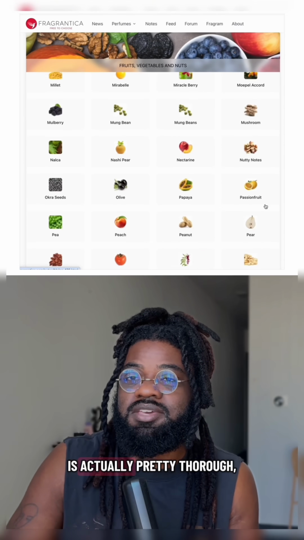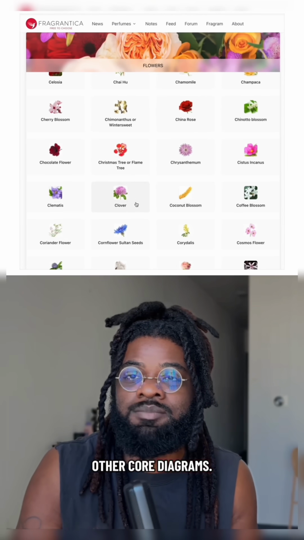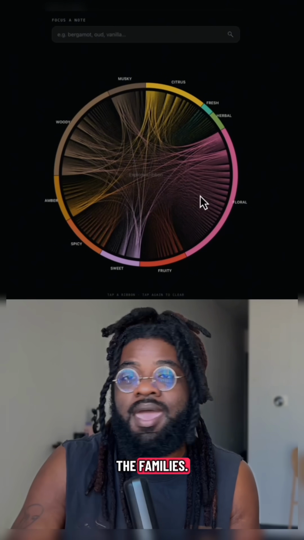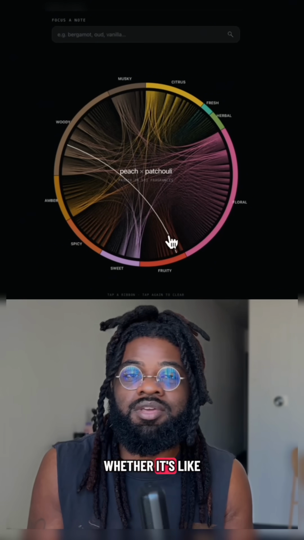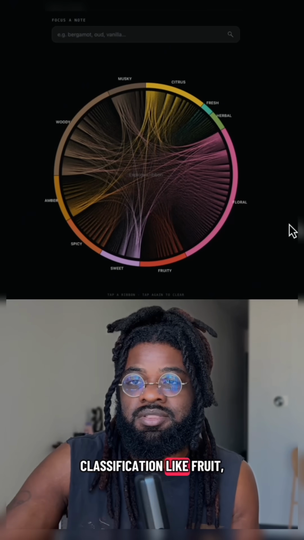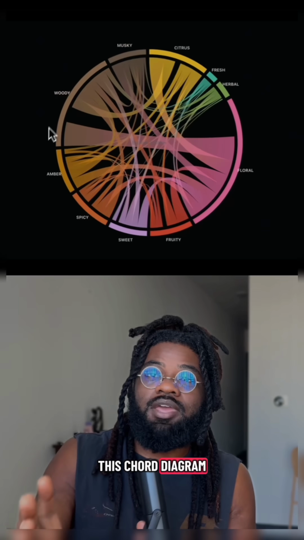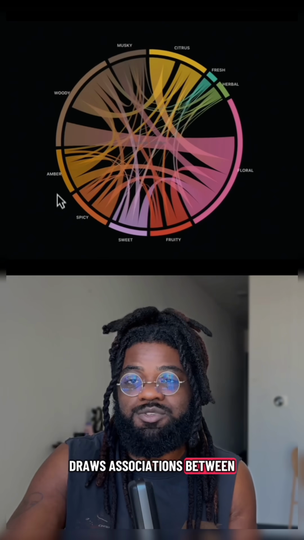Because the data is actually pretty thorough, I was able to make two other chord diagrams. One of them is focused on the families. So when you're looking at a scent, whether it's like raspberry or like lemon, you have a classification like fruit, or for lemon, it would be like citrus. This chord diagram draws associations between the families.